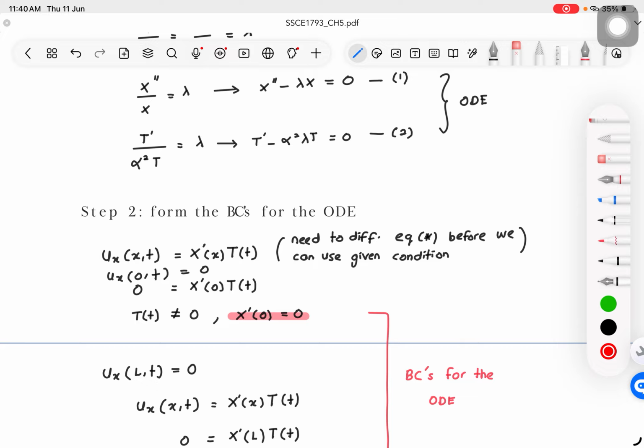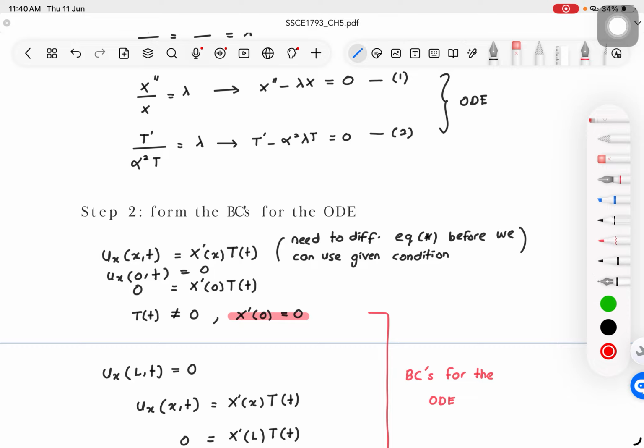Then you need to look at the boundary conditions given in the question. This is the first boundary condition, u_x(0,t) equal to 0. We substitute inside here, and we get this. Always remember that T(t) will not be equal to 0. So the boundary condition that we obtain for the ODE is X prime(0) equal to 0.